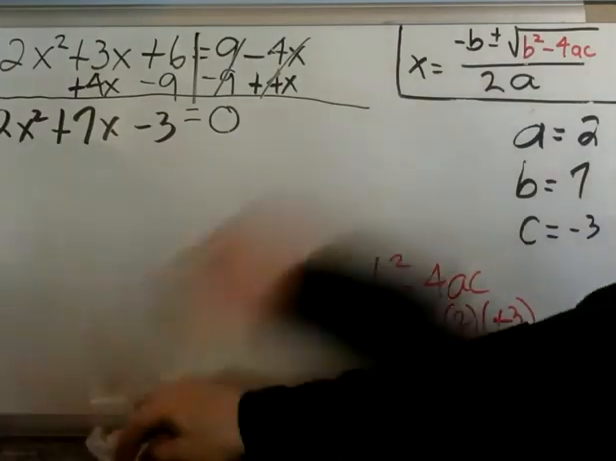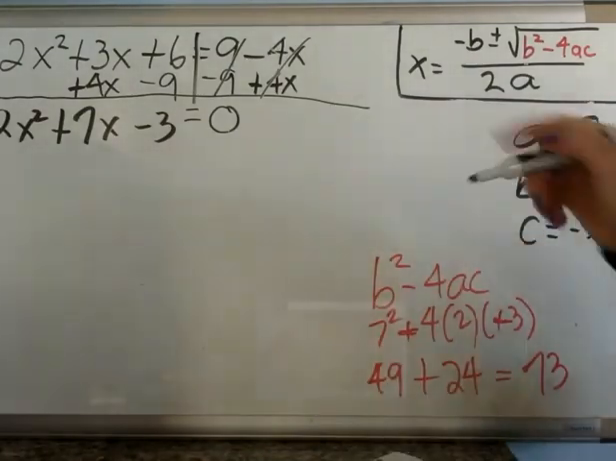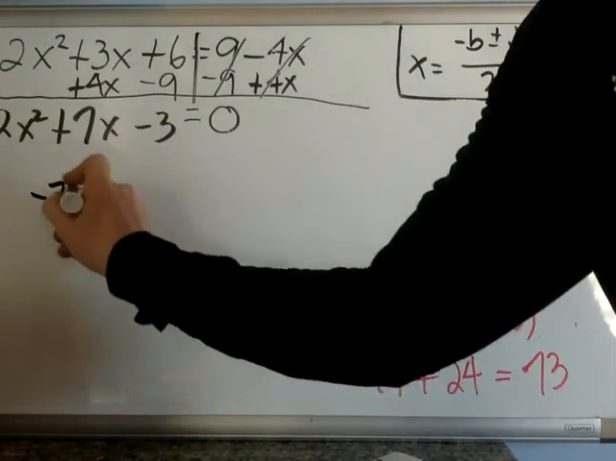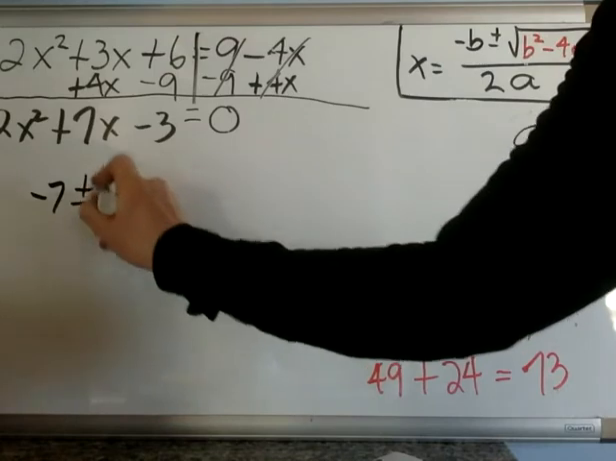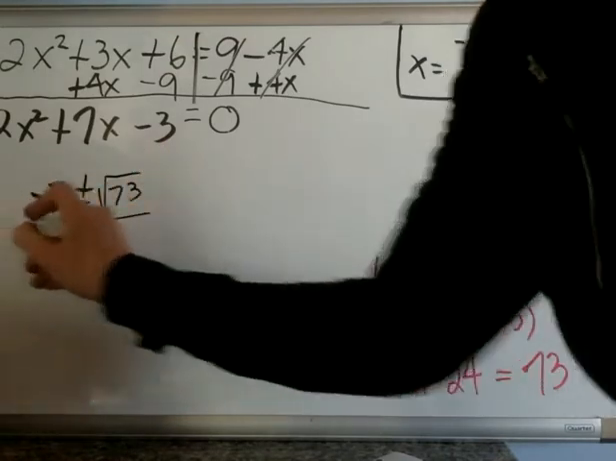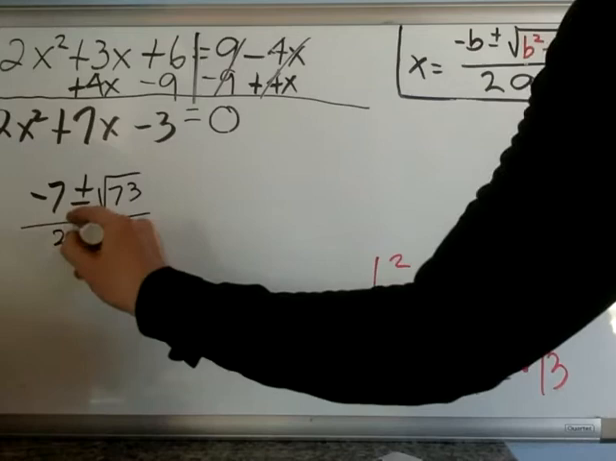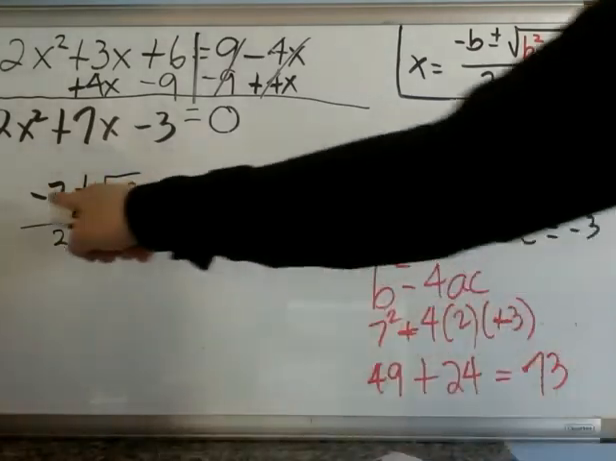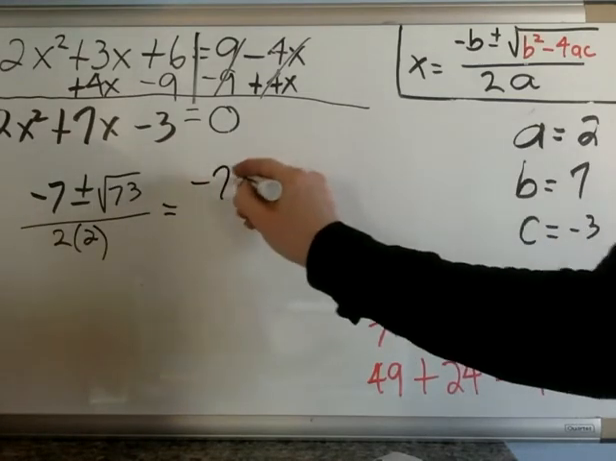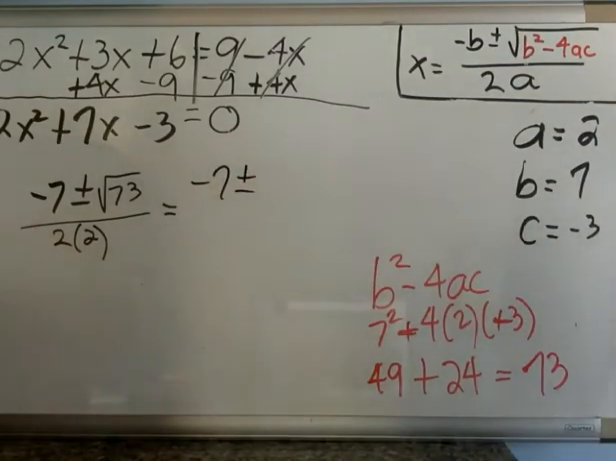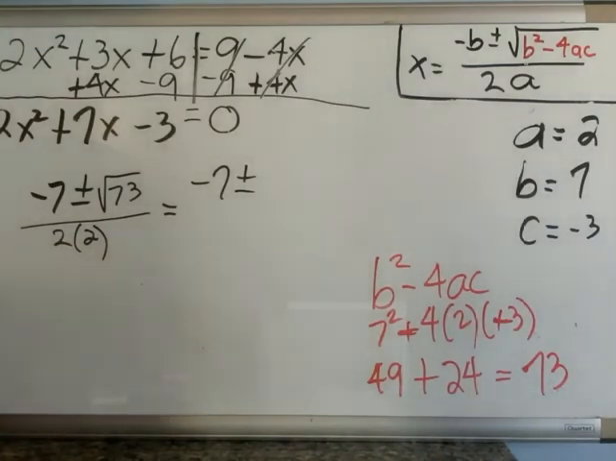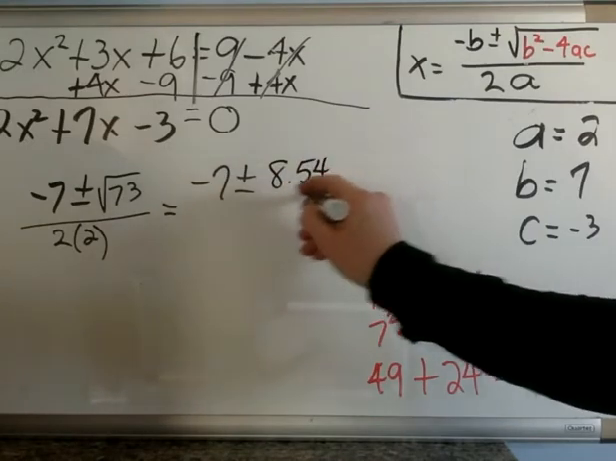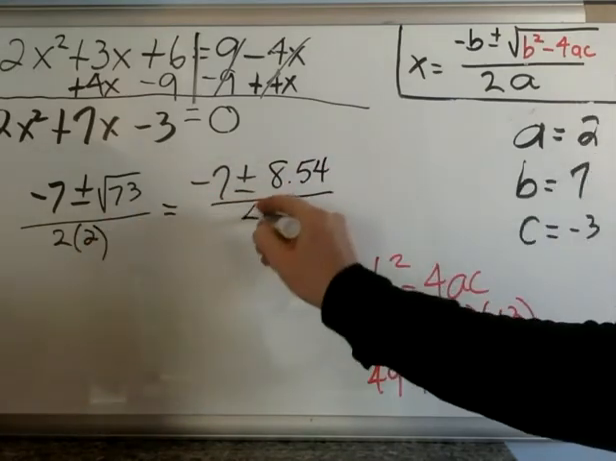So now let's go ahead and do our calculations. I'll have x equals negative b, which is negative 7, plus or minus the square root of 73, all divided by 2 times a, which is 2 times 2. So that ends up being negative 7 plus, I'm going to use a decimal approximation. The square root of 73 is about 8.54. Yes, 8.54. I already went to the calculator and did that. And I'm going to divide that by 2 times 2, or 4.